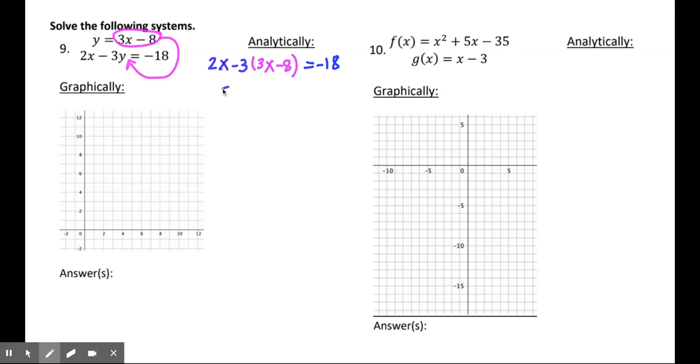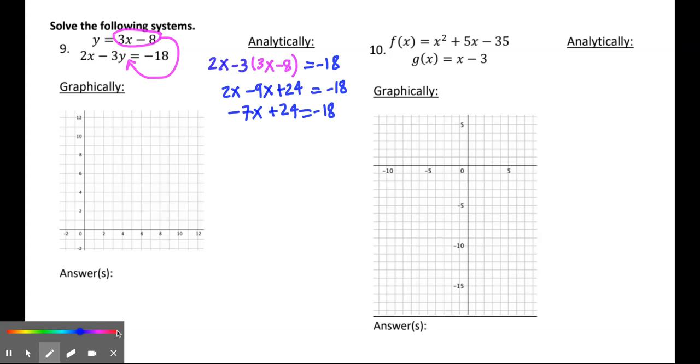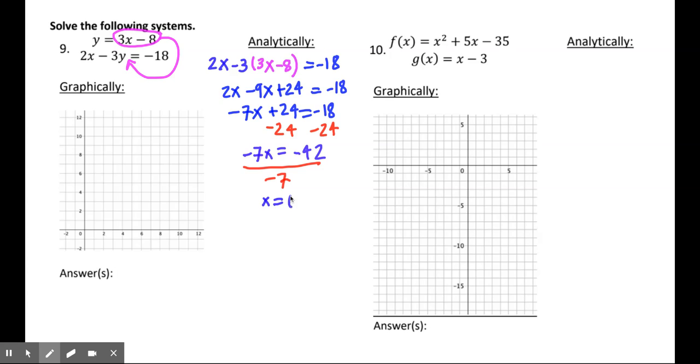So distribute this negative 3, and you get negative 9x plus 24 equals negative 18. Then you add those, you get negative 7x plus 24 equals negative 18. Then you subtract 24 from both sides, and you get negative 7x equals negative 42. And then you divide both sides by negative 7, and you get x equals 6.